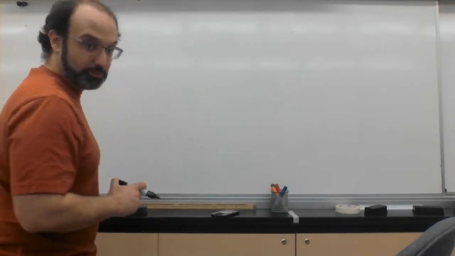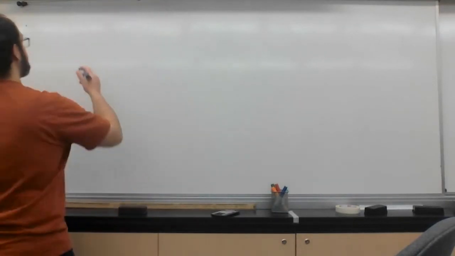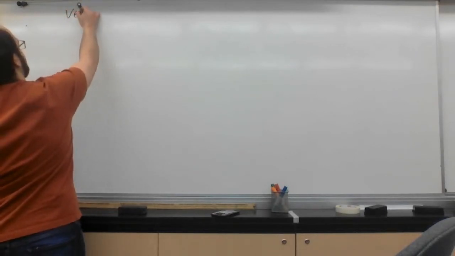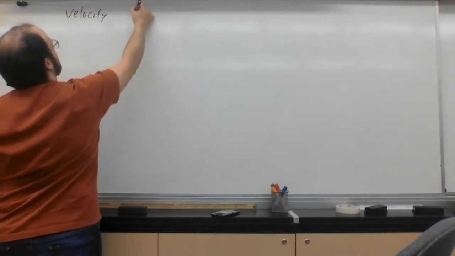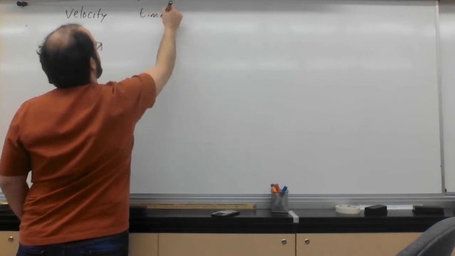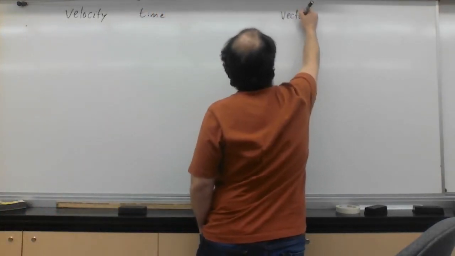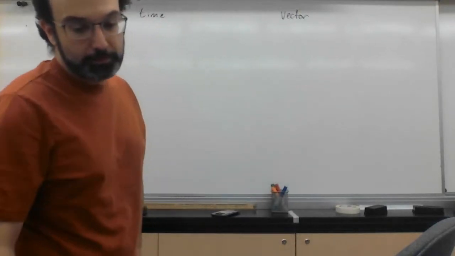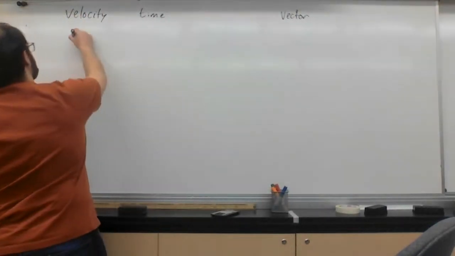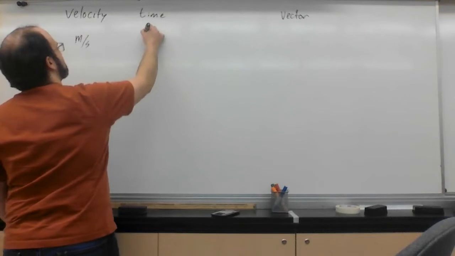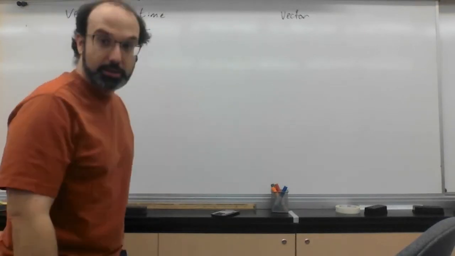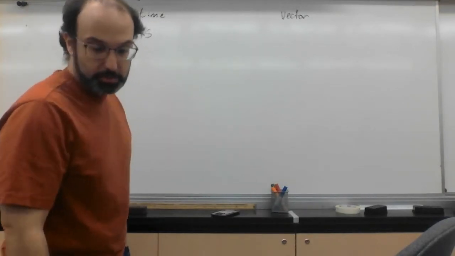So on page 44 is where this stuff is. And so the first thing is that the graph is going to show velocity over time. Okay? And of course, this involves a vector. Now the units here, velocity is generally going to be in meters per second and time is going to be in seconds, but they could be in kilometers per hour and hours. It just depends on the situation.